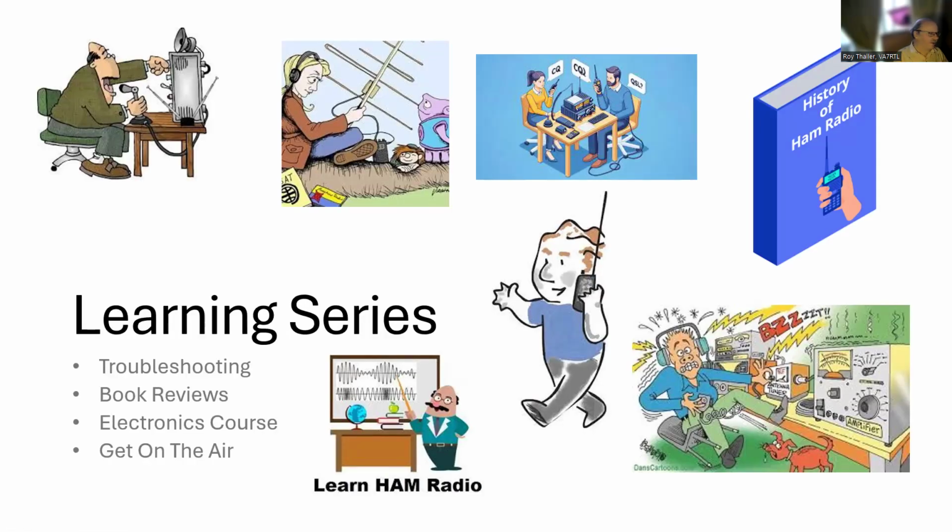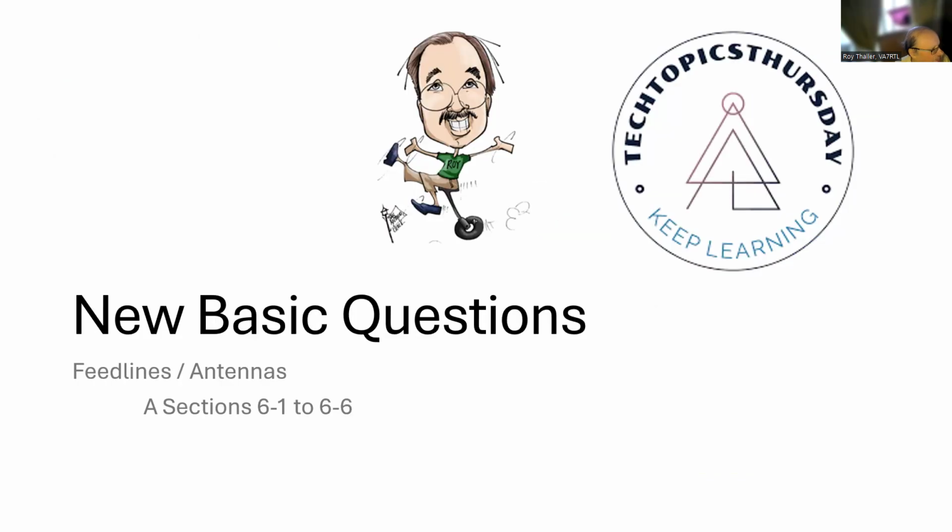So welcome to the learning series. We're continuing on looking at the new exam questions for the basic exam, which became effective July 15th, 2025. Today we're going to cover two sections, 6.1 to 6.6, and then the rest after that. So 6.1 to 6.6 is about feed lines and transmission lines.